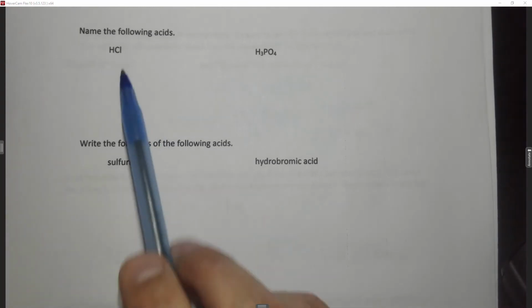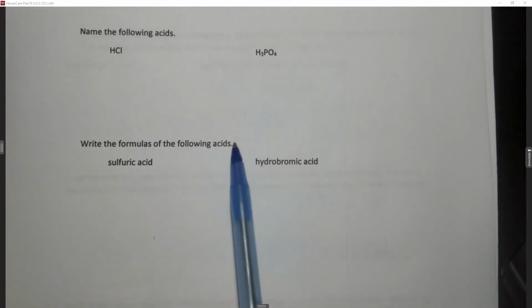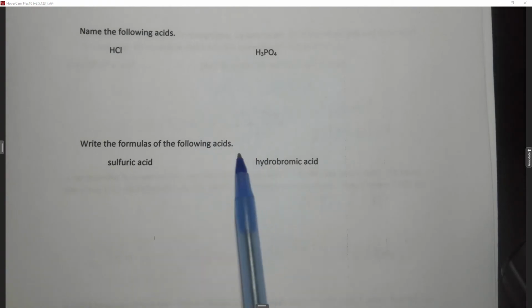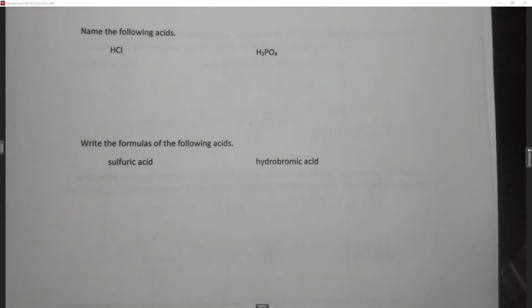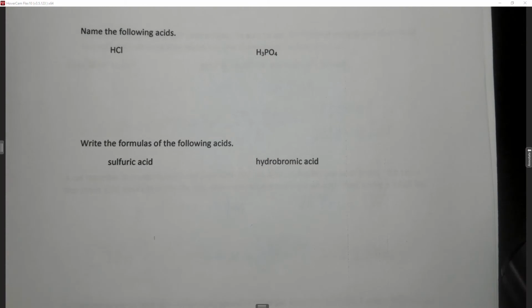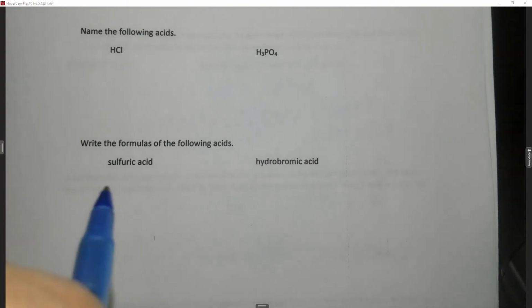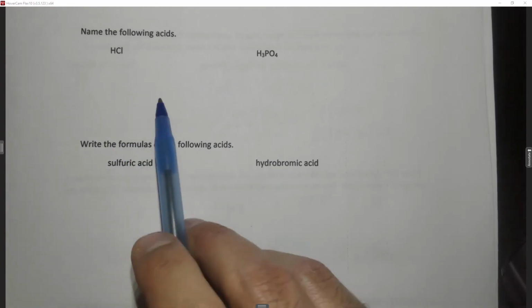All right, in these questions we have to name the following acids and write the formula from the names of the following acids. There are ways to do this based on the number of oxygens that a polyatomic ion has, but there's relatively few acids that are used, so it's probably easier to just learn the names of a few of them.